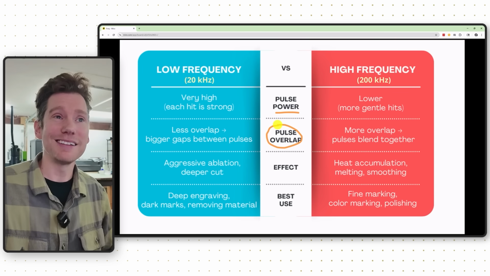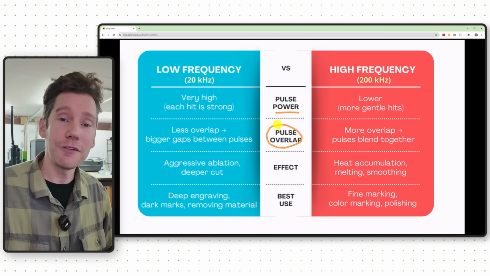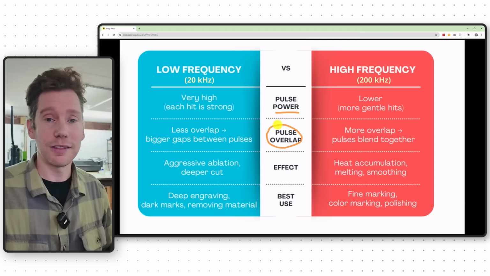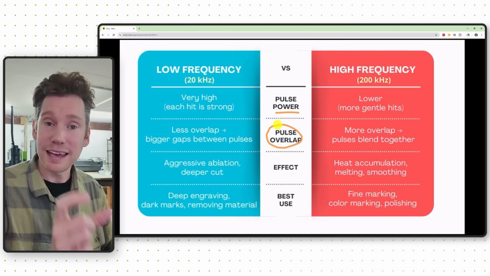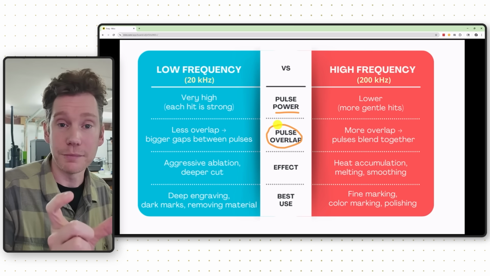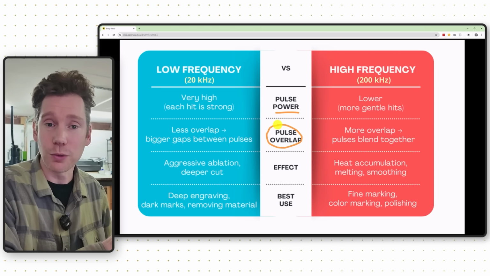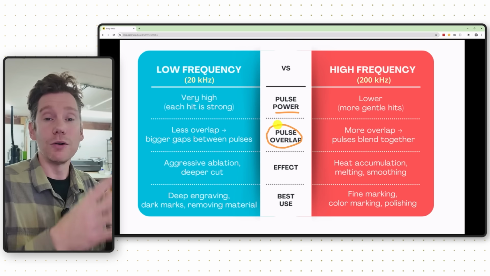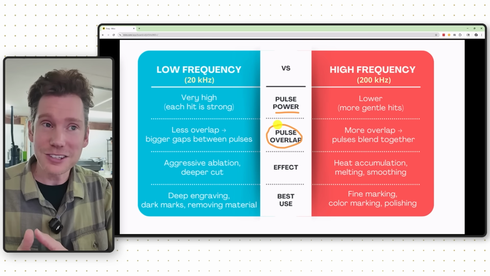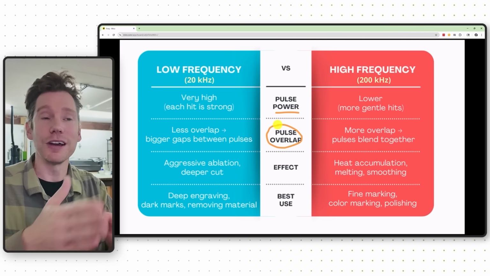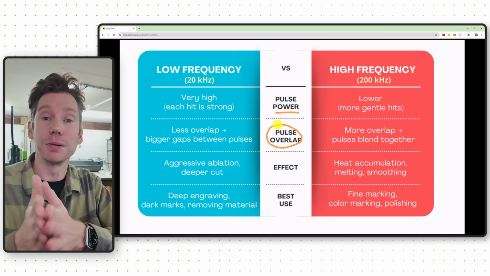And compare that to when we are operating at a high frequency, now we have to fit 200,000 pulses in that same exact 1 second time frame. 200,000 is way more than 20,000, right? So the laser has to fire a lot faster. And because there's only so much space in that 1 second duration, the pulses are going to start to blend together.